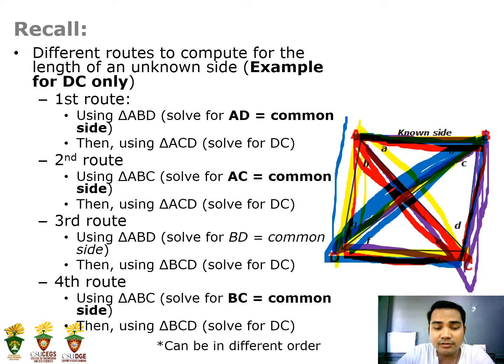So please take note that the following routes are not necessarily in strict order. You can start with this side, or your first common side can be BC and the second is AC, depending on how you cluster your solution per route. What is important is that we get the goal, which is the unknown side DC.